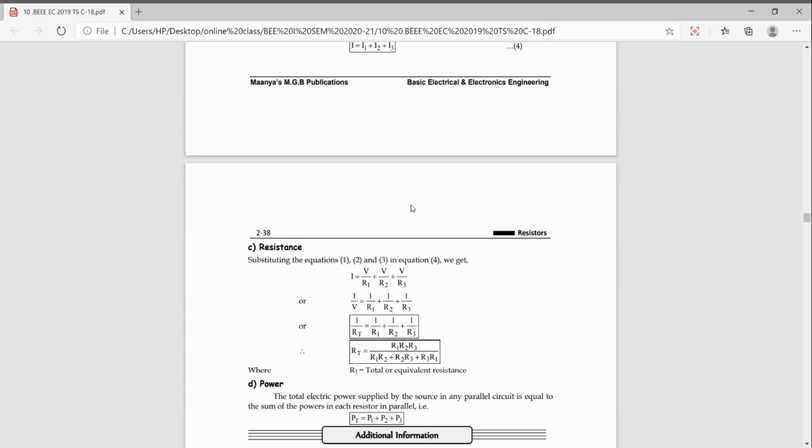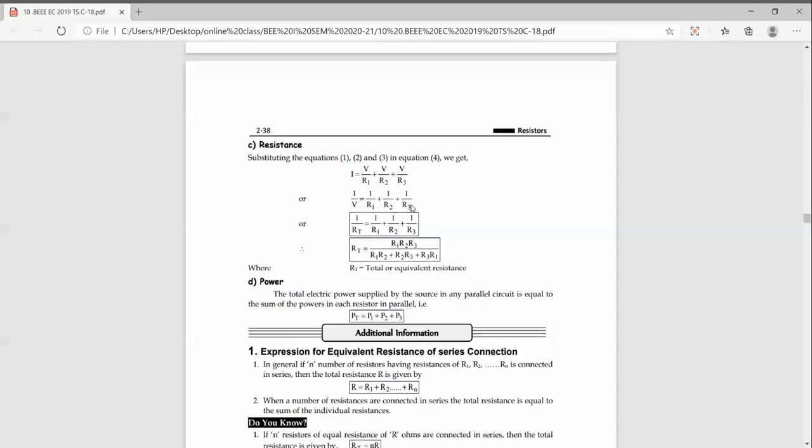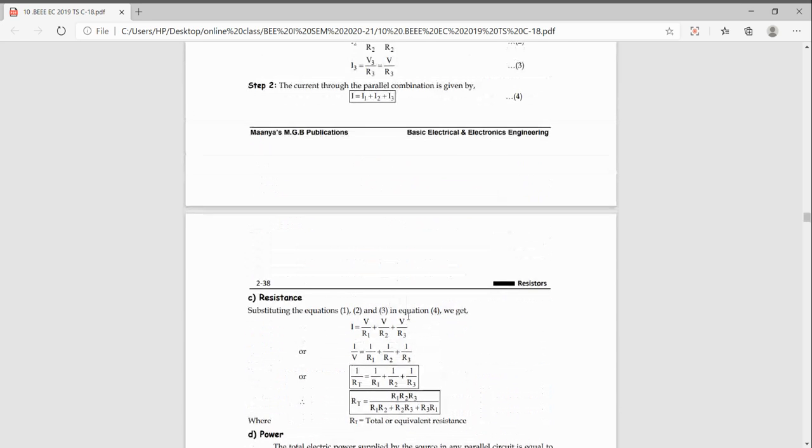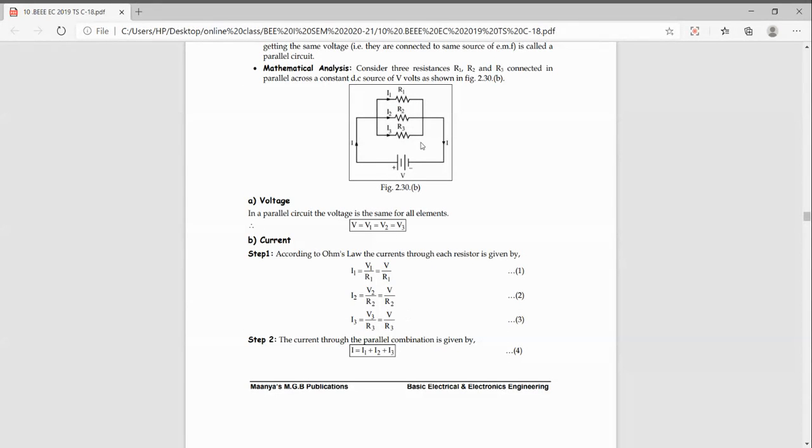Okay, so now we have the total current value, total voltage value and total resistance value. Likewise, we have to find out the total power value also. The total power supplied by the source to the parallel circuit is equal to P1 plus P2 plus P3. So individually we have to find the power at R1, R2 and R3.